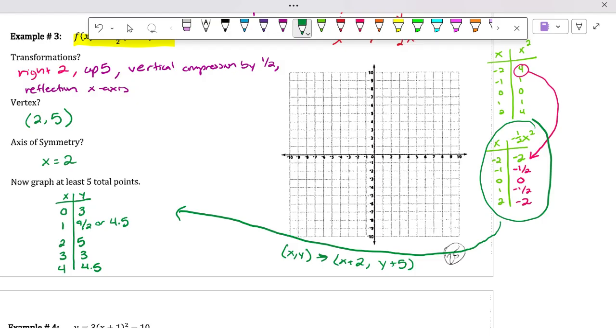So if I graph this, I have 0, 3, 1, and then 4.5, so about right here. 2, 5, 3, 4.5, and then 4. Wait. Yeah, I flipped these. This should be 4.5. This should be 3.